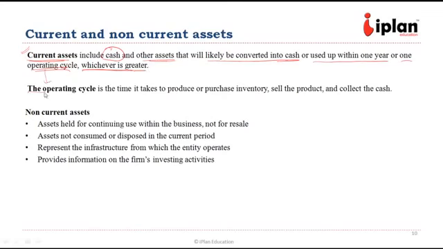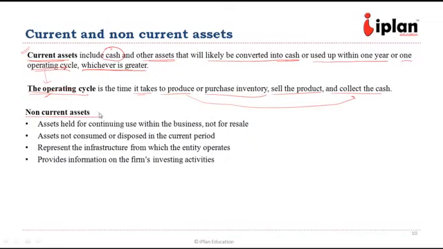So let us look into operating cycle. This is basically the time which is taken to produce or purchase inventory, sell the product and collect the cash. So that represents the full cycle. So it includes various aspects. First is the production, then the time spent in the inventory, then the time taken in selling the product, and finally the time taken in the collection of the cash. So if we add all these steps, we get the complete operating cycle.